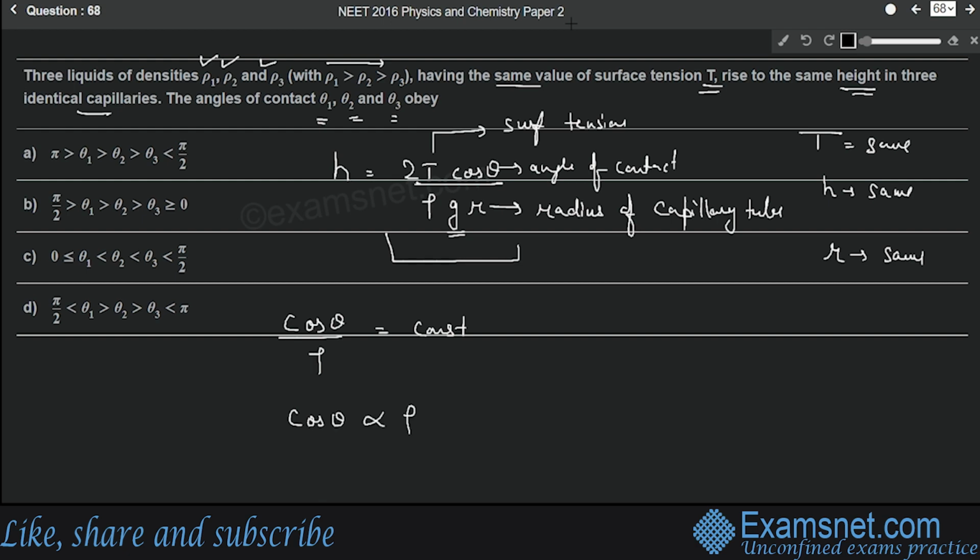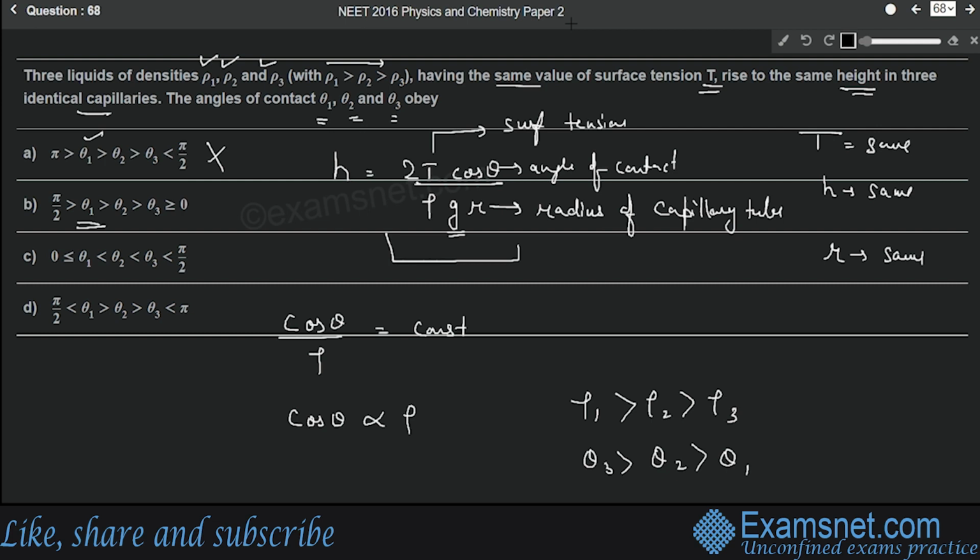Now it is given that the density is not the same, it varies. Rho 1 is greatest, then rho 2, and then rho 3 is minimum. So in order to balance this, theta 3 will be maximum, then theta 2 and then theta 1. Now which one will be the correct one? Theta 3 maximum. In the first one, theta 1 is shown as maximum, so this is not true.